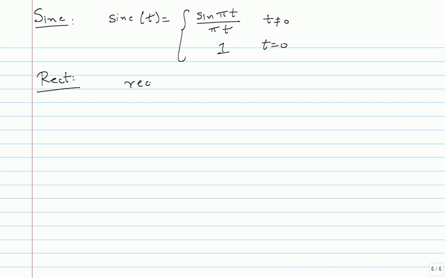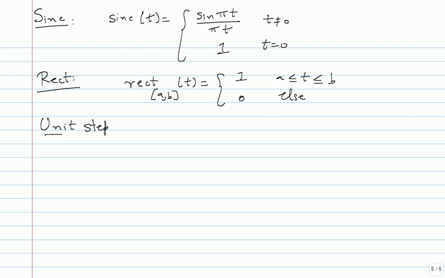Okay, rect from A to B of t will be 1 for t between A and B and 0 outside of it. Okay, and next we'll have unit step. I think this is pretty much all we'll need. If we need more, I'll just introduce it wherever. Okay, so I think you know what unit step is.